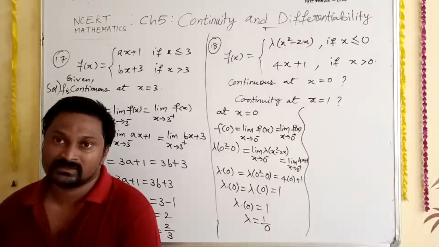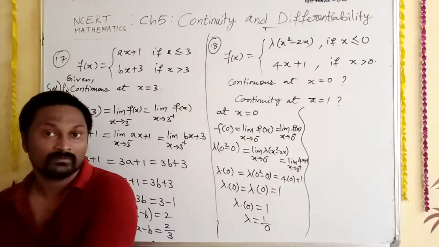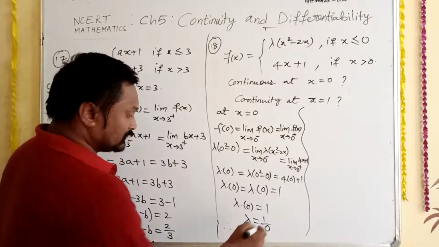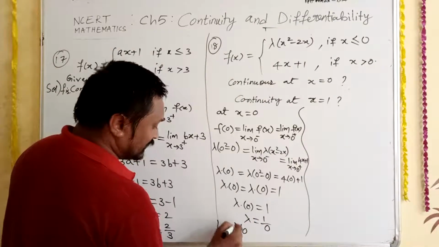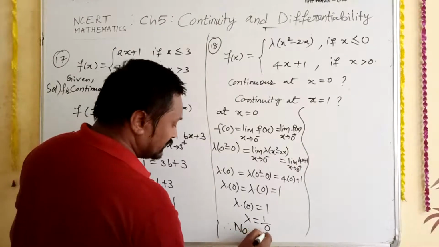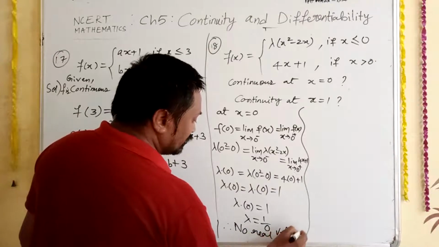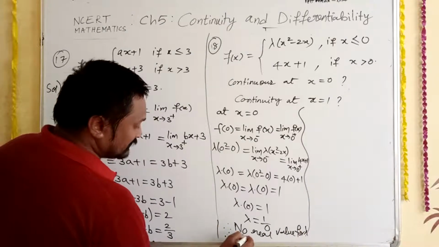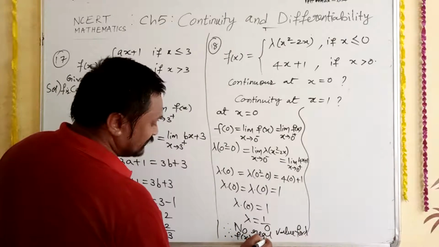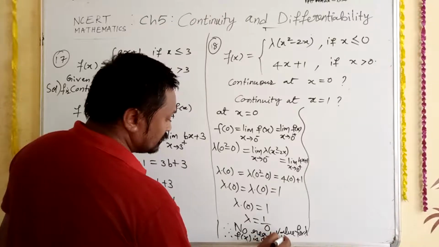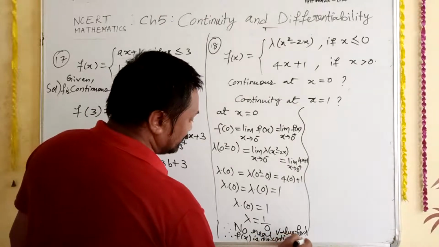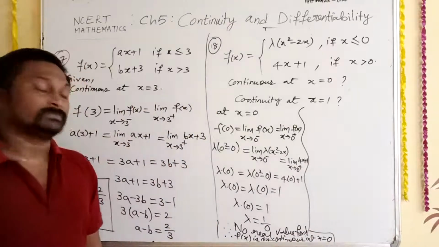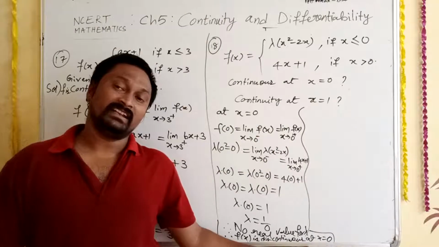By Kusum. And what about Vinod? So now we'll write here: therefore, no real value. Undefined meaning of that? No real value for lambda. Therefore, f of x is discontinuous at x is equal to 0.